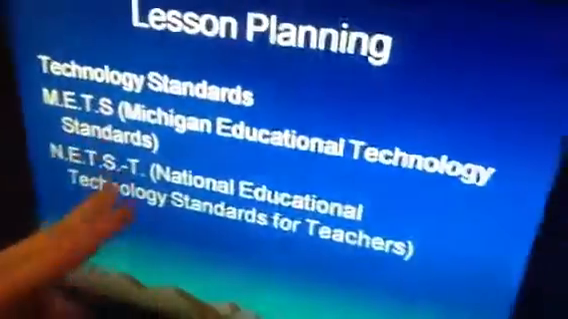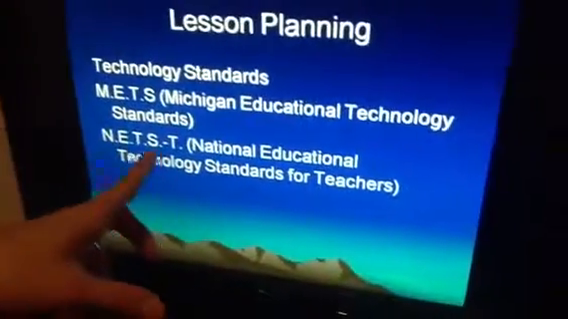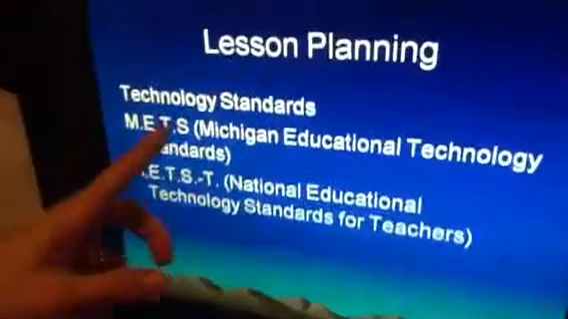I was invited to be on the panel of people who worked on the social studies educational technology standards. I was asked to review them. It was a big honor, and I was very excited to do it. And so I know some of the very esteemed people who worked on these technology standards. These are the standards that Michigan has adopted. They're actually based on these national standards down here, and they're what students need to be able to do.